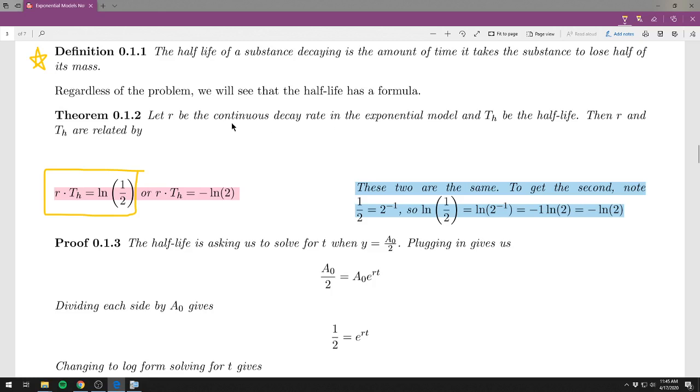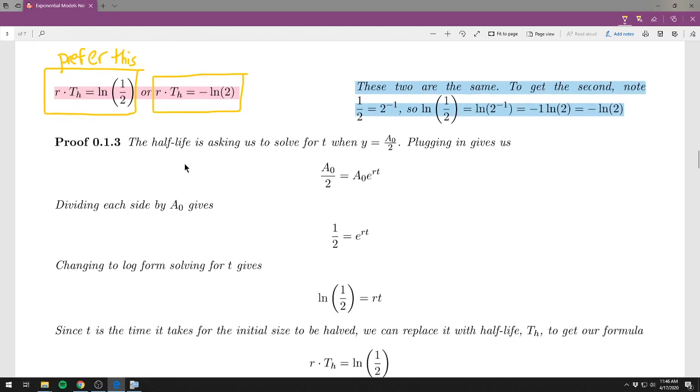This is the one I prefer. An equivalent formula would be R times the half-life is negative natural log of 2. And I just have over here why they're the same. ln of 1/2 is the same as negative ln of 2. But I prefer this one because we're dealing with half-life and the natural log has a 1/2 in it. If you don't like fractions and you'd rather have the negative sign, you can use this one as well.